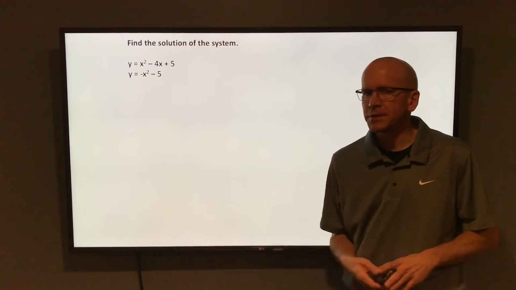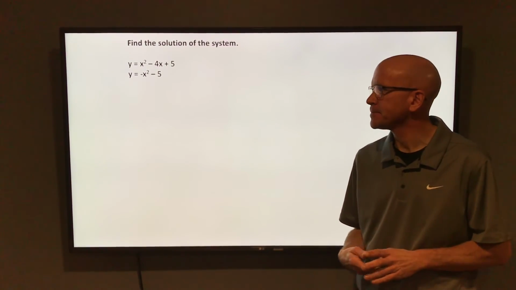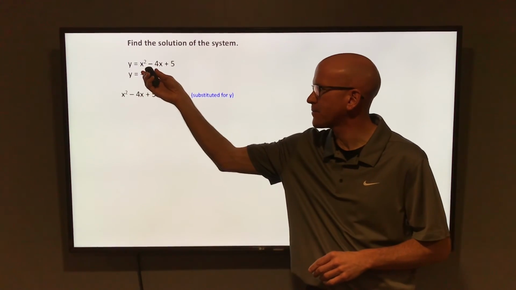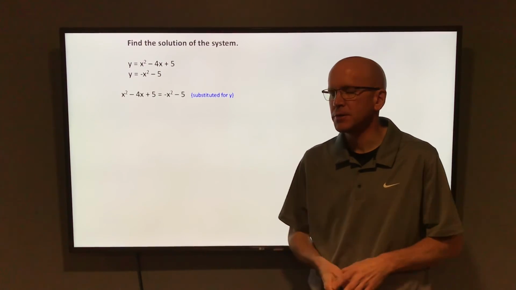We're going to find the solution to this system, y equals x squared minus 4x plus 5, and y equals negative x squared minus 5. Notice they're both equal to y, so set them equal to each other. In other words, set x squared minus 4x plus 5 equal to that negative x squared minus 5. There you have a quadratic equation that you can solve for x.